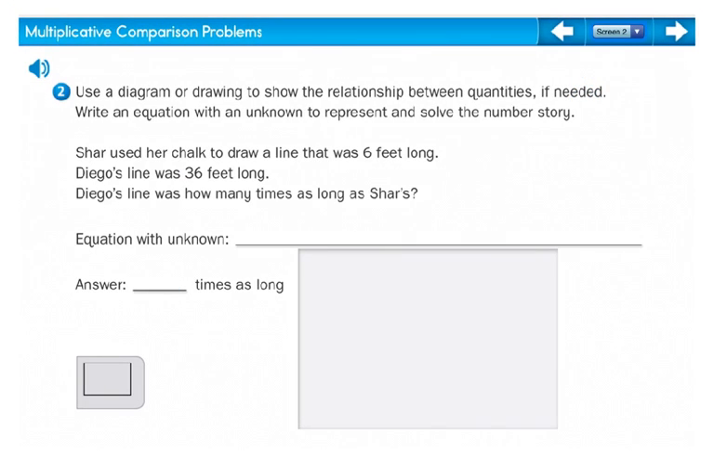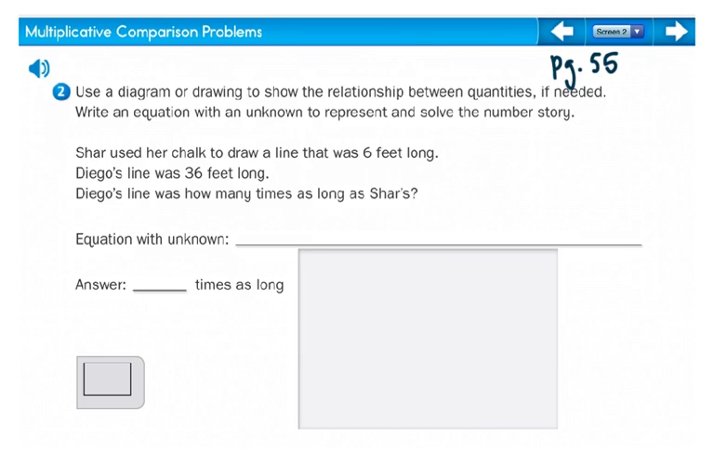Number 2 on journal page 55. Use a diagram or drawing to show the relationship between quantities if needed. Quantities means how many. Write an equation with an unknown to represent and solve the number story. Shar used her chalk to draw a line that was 6 feet long. Diego's line was 36 feet long. Diego's line was how many times that, or as long as Shar's?